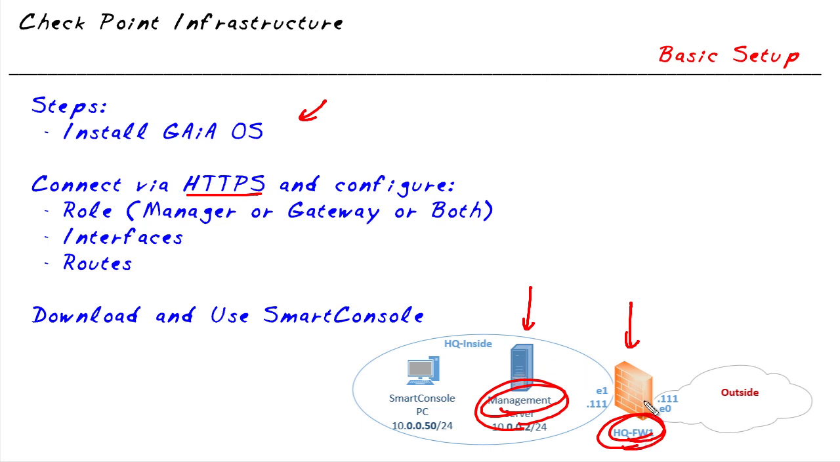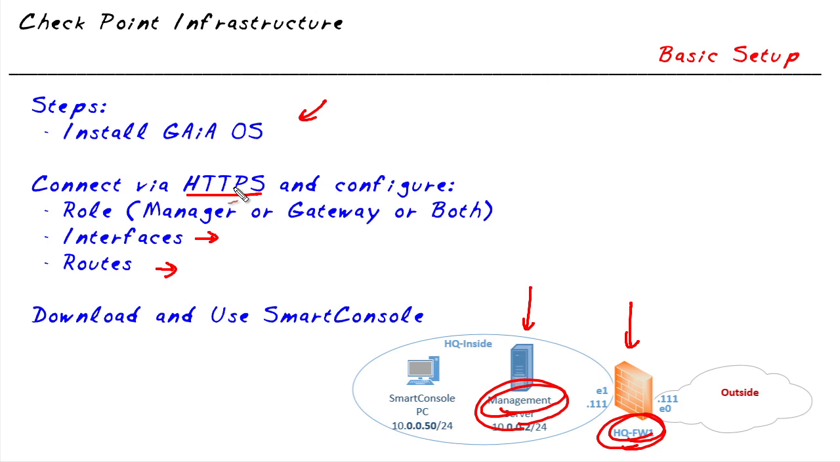Now this is called a distributed deployment. We could also install the manager and gateway on the same physical box, and that would be considered a standalone checkpoint deployment. In most networks, we're going to have distributed roles, manager on one box and gateway on a separate box. Also from HTTPS, we're going to configure the interfaces to make sure that if we have additional interfaces we need to configure, or static routes or routing, we're going to configure all that as well right from HTTPS.